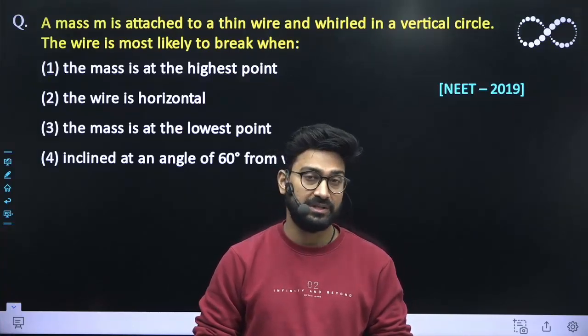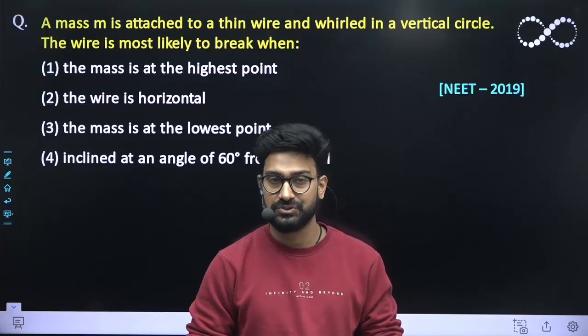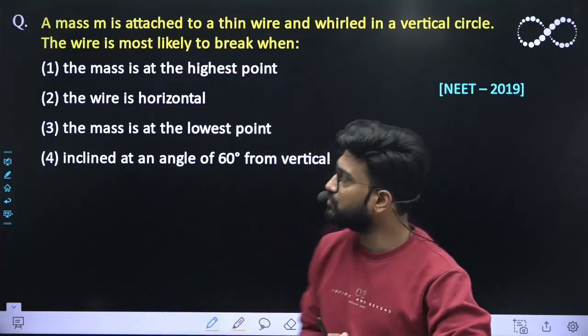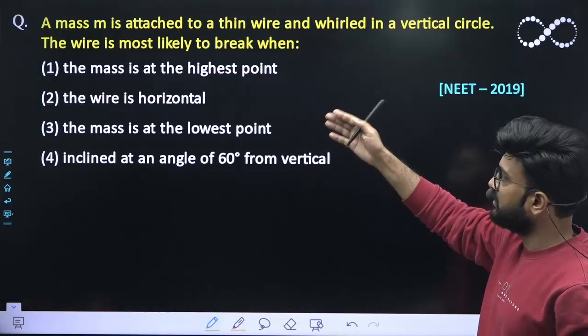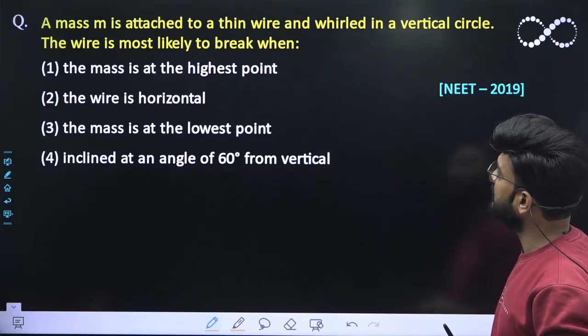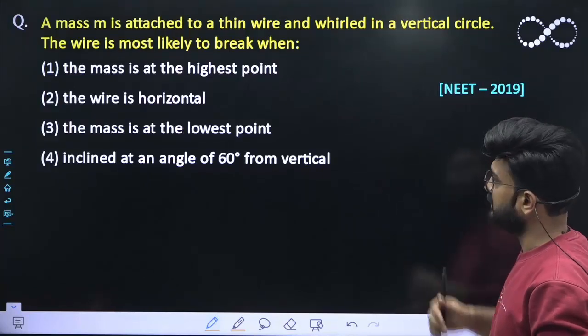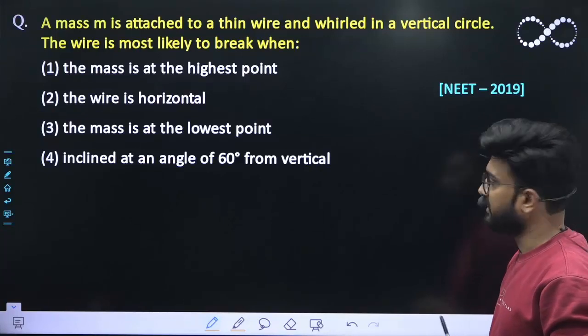Right now I'll be doing one such question that came in your NEET examination. This question came in NEET 2019. So let us see this question first. The question says: a mass small m is attached to a thin wire and whirled in a vertical circle. The wire is most likely to break.